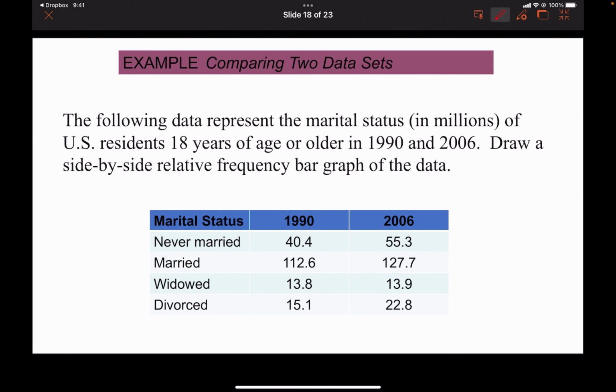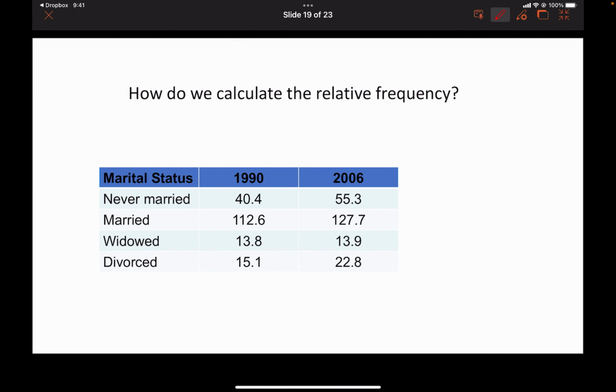Oh no, this is data in millions. Sorry about that. This is not relative frequency. 40.4 million people were never married, and in 2006, 55.3 million people were never married. Look at these different things here. We're not comparing relative frequency. This is a frequency table, not relative frequency. We need to create that relative frequency, so I'm going to do that on the next page.